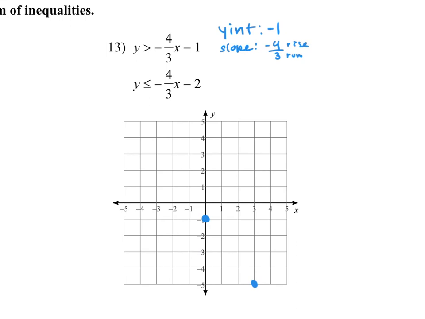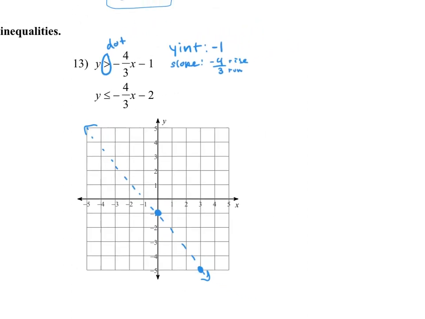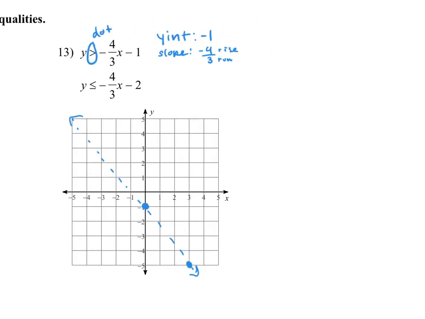Do we connect these 2 points with a solid line or dotted line? Dotted. A dotted line because it's just greater than. Now we need to figure out where we're going to shade. So what can we plug in? 0, 0. So 0 is greater than negative 1. Is this true? Yes. So where are we going to shade? On the right. Perfect. Since 0, 0 is here, we shade where 0, 0 is. So we're shading on the right side here.